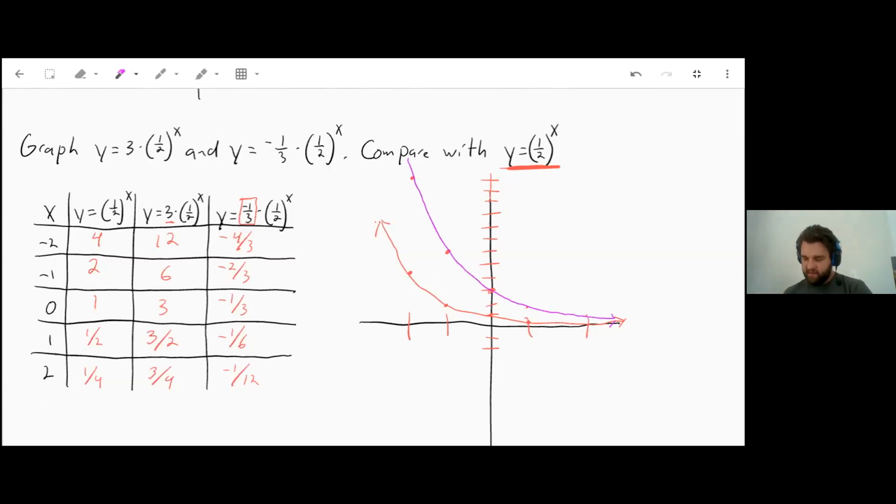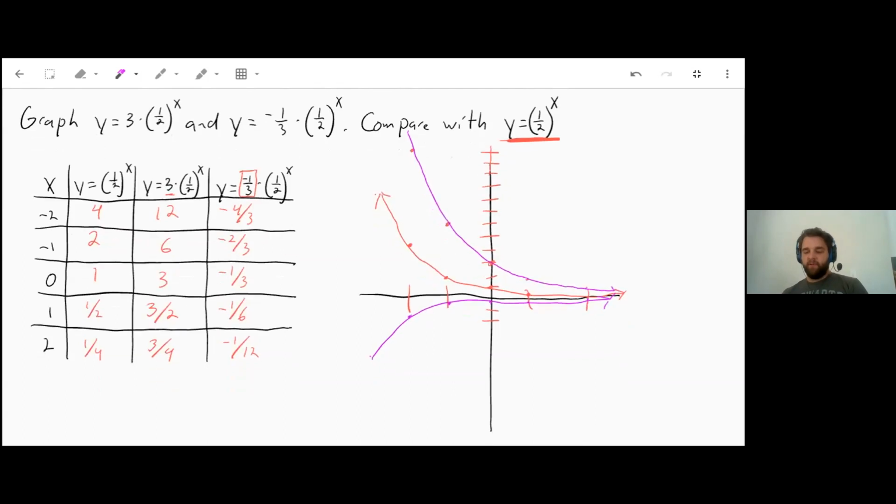Now when we multiply by that negative 1/3, that's going to end up flipping it over the x-axis. So at negative 2 will be at 4/3, or about negative 1 1/3. At negative 1 will be at negative 2/3. Then we'll be at negative 1/3. And then negative 1/6, and then negative 1/12. So that really flattened it out and got us really small and really close to 0 really fast.